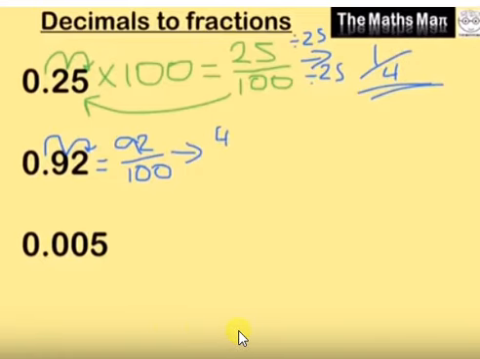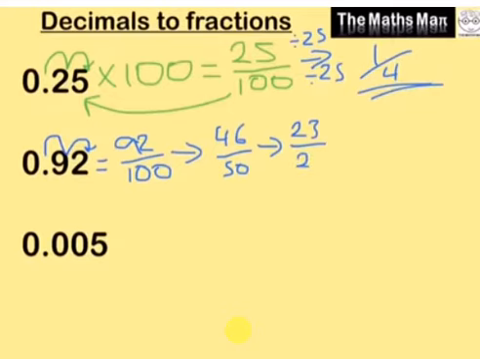So look, this one, just move the dot 2 steps forward, and then you'll have 92 over 100, simplified to 46 over 50 if this is divided by 2 and this by 2, and again if this is divided by 2 and this by 2, you get 23 over 25.